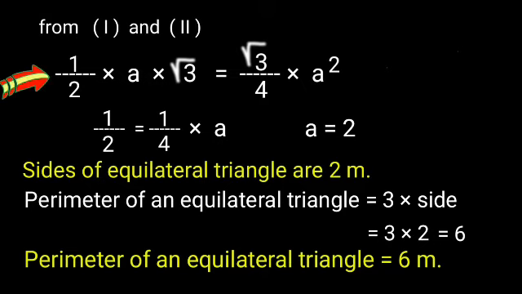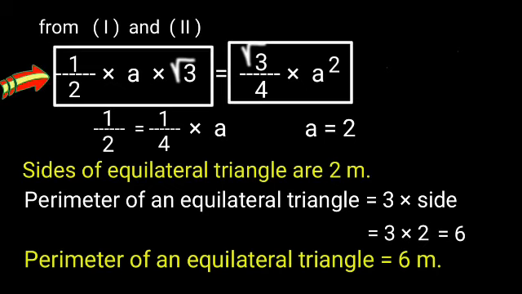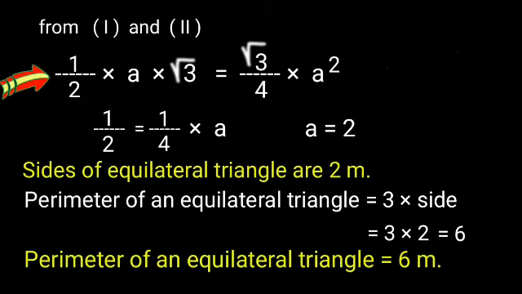Both equations are the area of the equilateral triangle. Hence, both sides are equal. Then in left hand side a and right hand side a square, one a will be cancelled. Under root 3 on left hand side and right hand side will also be cancelled. Hence, remaining is 1 upon 2 is equal to 1 upon 4 into a.